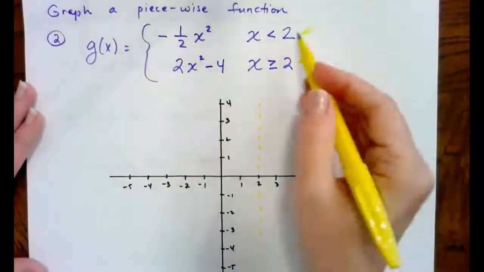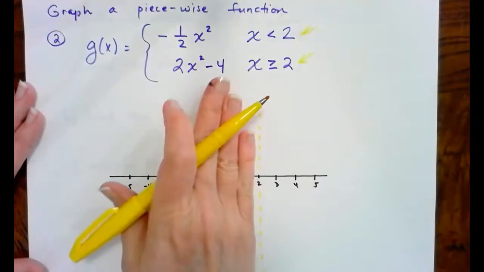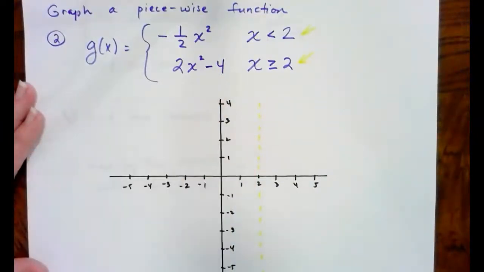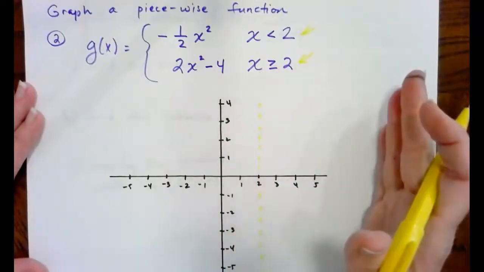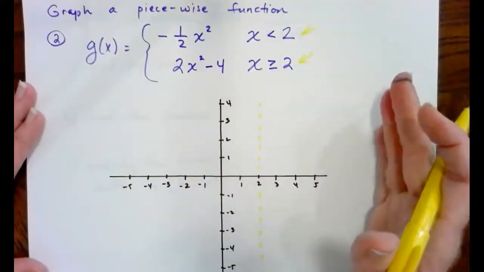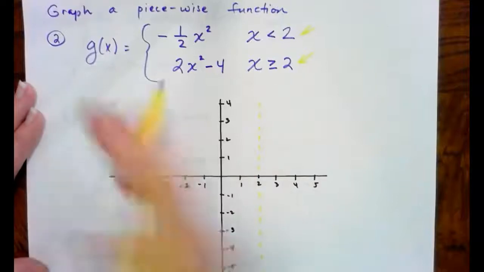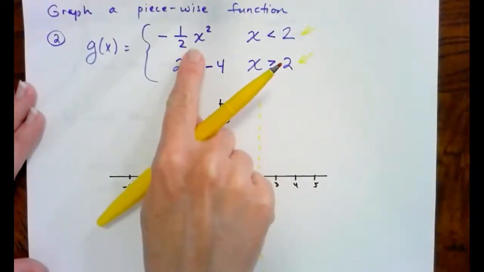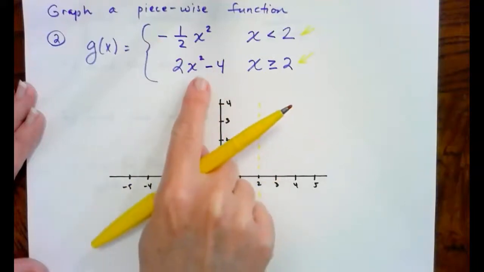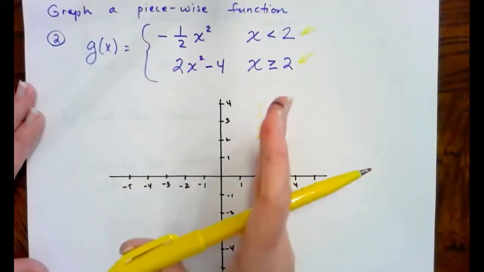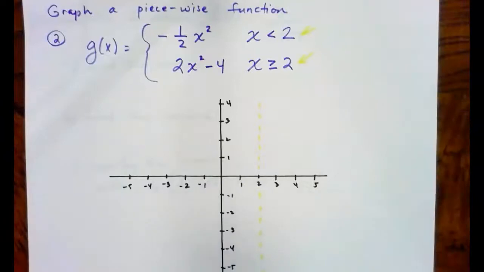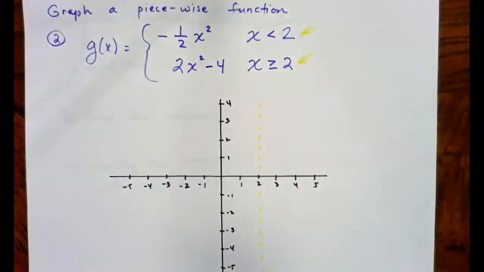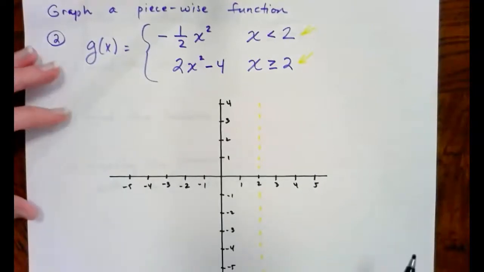So remember, we're dividing the domain up into everything less than 2 as well as everything greater than or equal to 2. So everything left of this auxiliary line, we're going to use the first function. Everything to the right of the auxiliary line, we're going to use the second half of the piece. So here we go. Let's start plugging in.